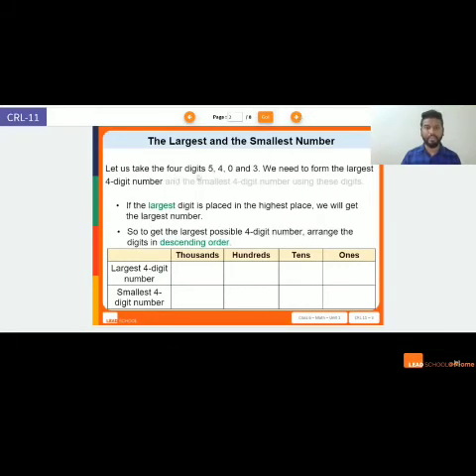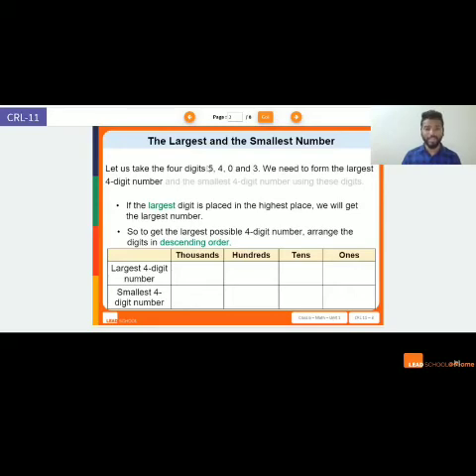Let us take 4 digits 5, 4, 0, and 3. We need to form the largest 4-digit number. If the largest digit is placed in the highest place, we will get the largest number. Among these 4 digits, I know thousands are the highest place value. Now if I place this here, it will become 5,000. If I place it here, it will become 4000. If I place it here, it is 0,000. If I place this here, this is 3000. So among my 5000, 4000, 0,000, 3000, 5000 has the highest value.